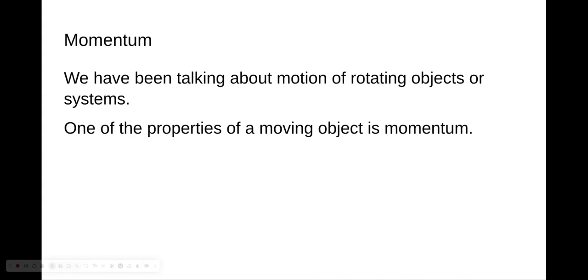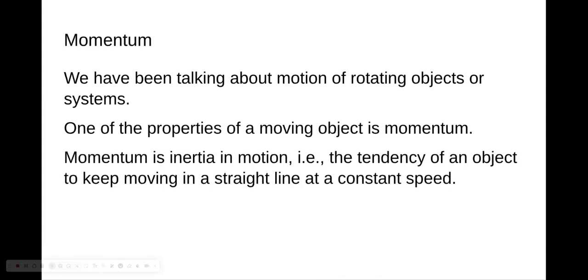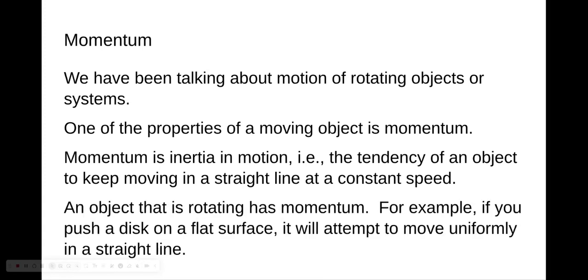One of those properties that all moving objects have is called momentum. Momentum can be thought of as inertia in motion. It's the tendency of an object to keep moving in a straight line at a constant speed. So an object that is rotating has momentum. For example, if you push a disc or a ball, anything round, on a flat surface, it's going to attempt to move uniformly in a straight line.